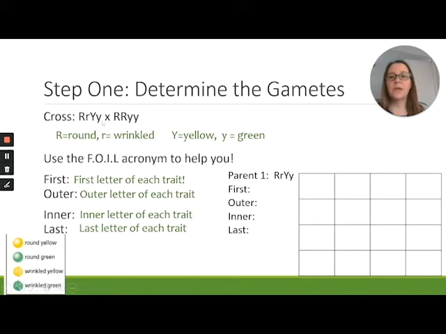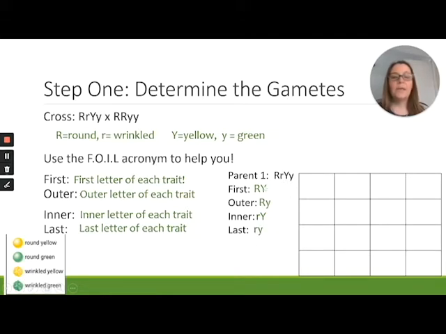I'm going to show you how to do this using parent number 1. So we've got the heterozygous parent for both traits. We're going to put that here. The first letter of each trait, if we look at this, is a capital R and a capital Y. So I'm going to write that here, just like this. The second one is outer. So the outer letter, capital R, is on the outside and a lowercase y is on the outside. So we're going to put those here. The inner letters are right here in the middle, lowercase r, capital Y. And the last letters of each trait are the little r and the little y, which we will put here.